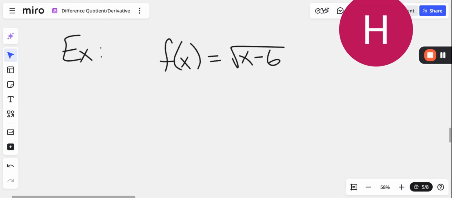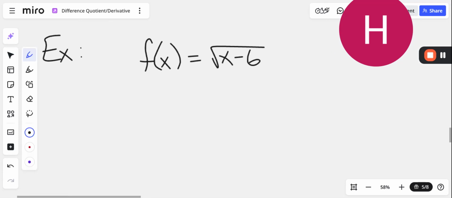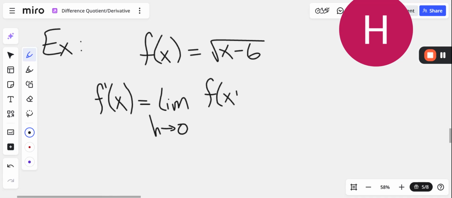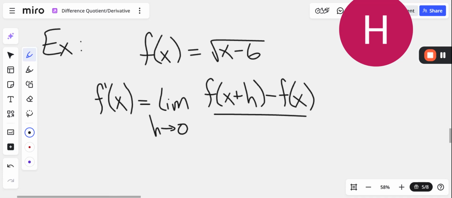All right, let's get started here. So if we want the derivative, which represents the slope of this graph, we're going to say f prime equals the limit as h goes to 0. Reminder that h is the gap between the two x values. F of x plus h, that's like my y2, minus f of x, that's like my y1, over x2 minus x1, which is simply the gap, h.